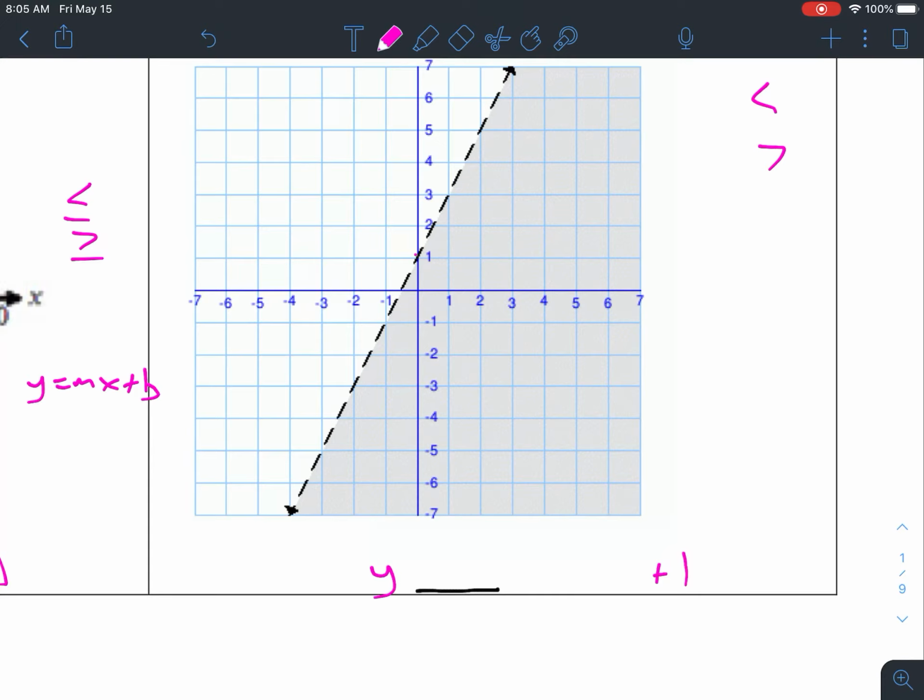So we're going to look and see. It looks like it hits right here. So we're going to go up 1, 2, and over 1. So this would be a 2x.